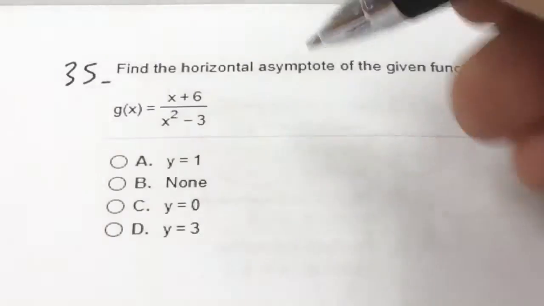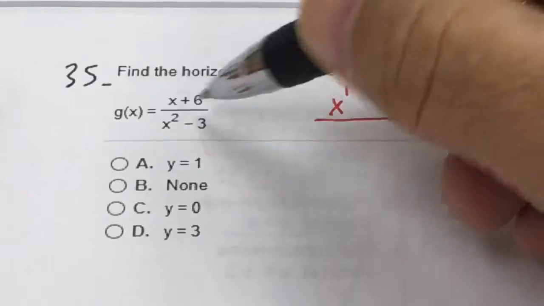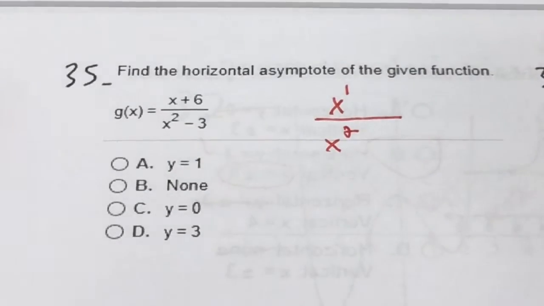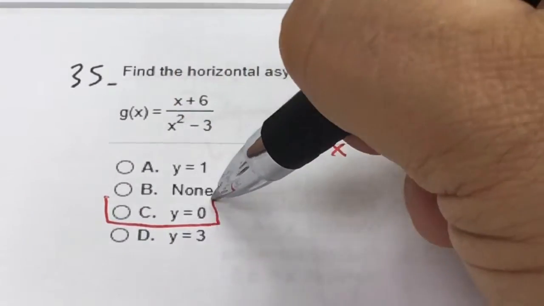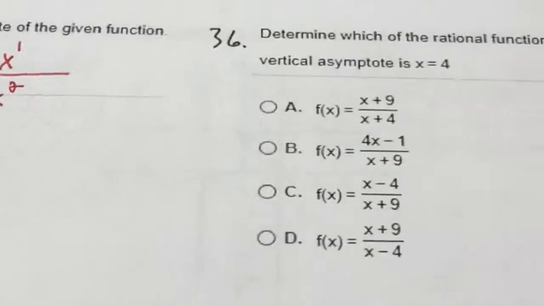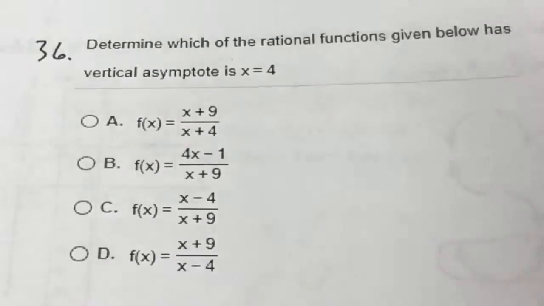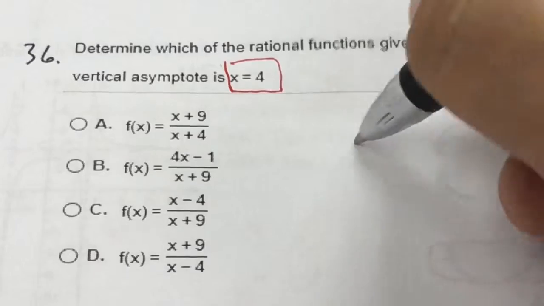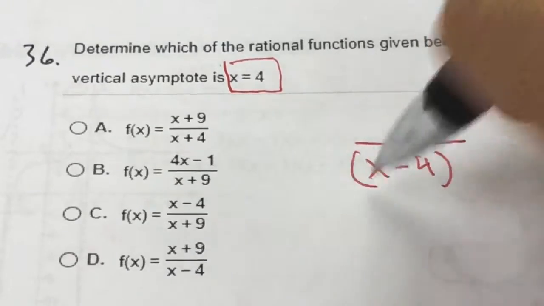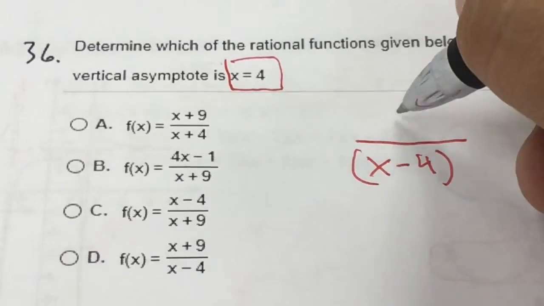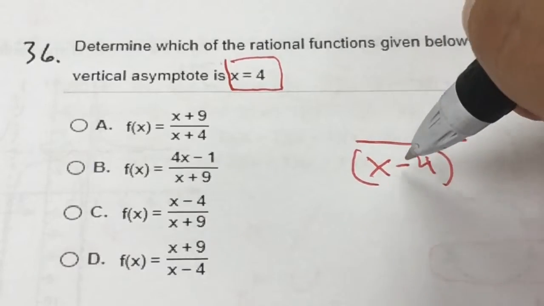Find the horizontal asymptote. The rule is if the degree of the top is smaller than the degree of the bottom, automatically the horizontal asymptote is going to be y equals 0. That's a note that we have to know. Vertical asymptote: I want to know which one has a vertical asymptote of x equals 4. What that means is x minus 4 on the bottom is where there's going to be a vertical asymptote. Sometimes if there's a value on top that cancels out with the x minus 4, it wouldn't be an asymptote, it would be a hole.